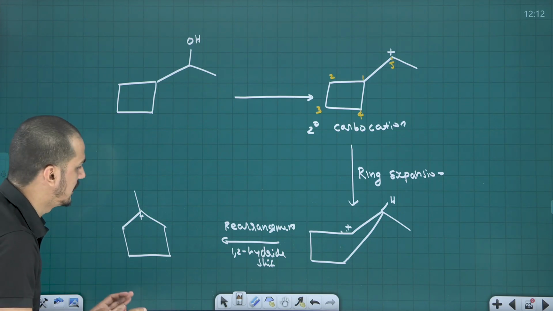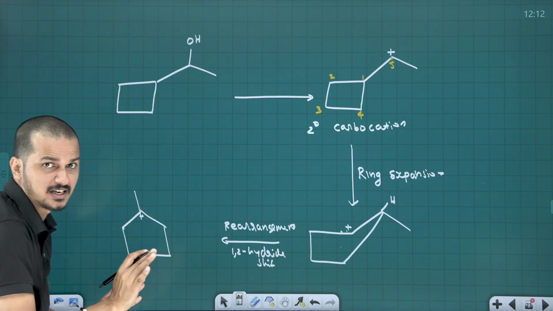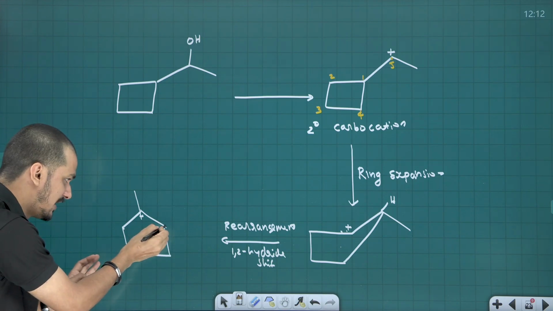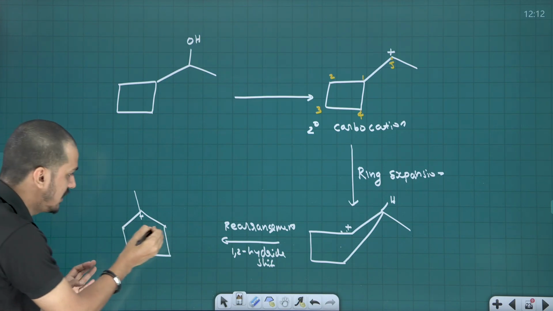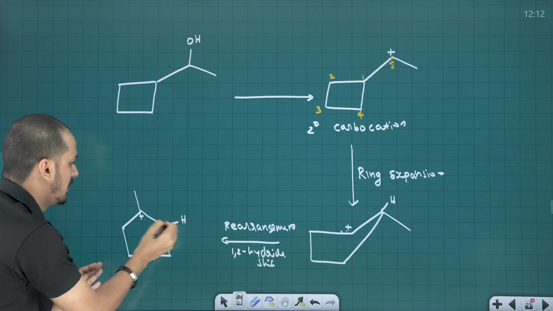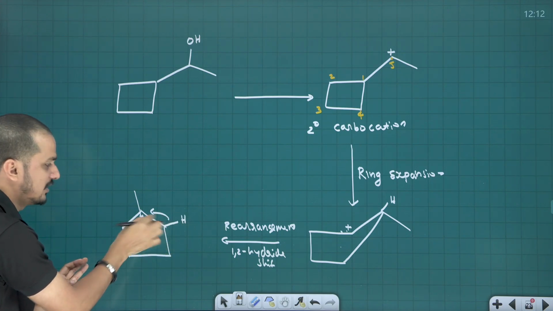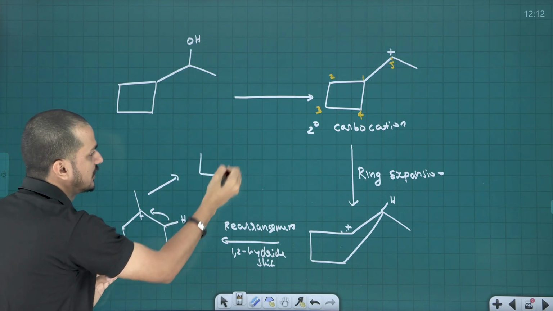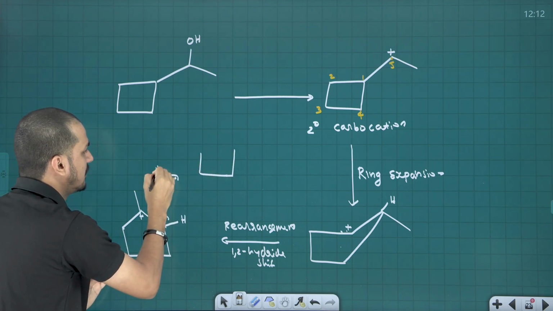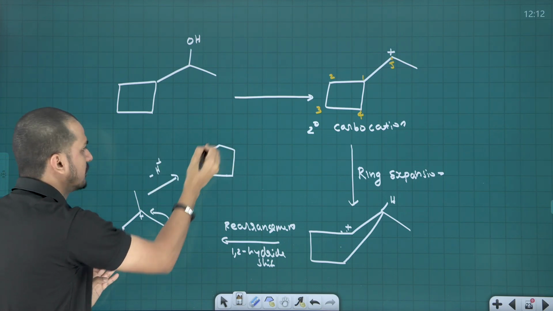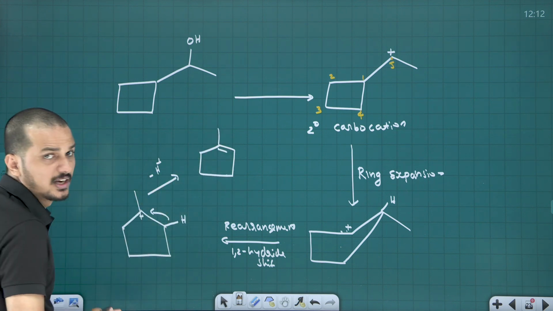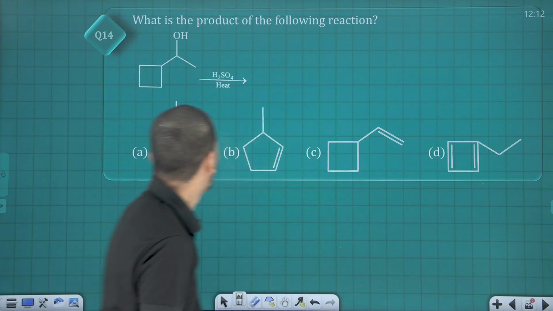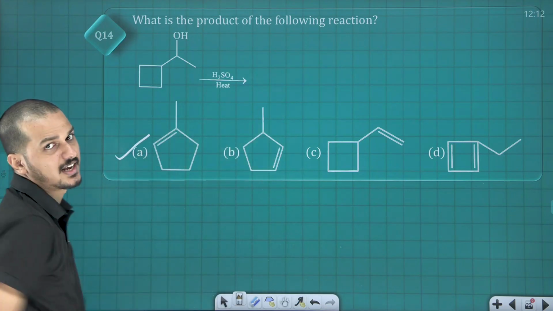Next step, hydrogen elimination. Hydrogen elimination will take place inside the ring, either from here or from here. From here, this hydrogen will be eliminated by giving its electrons to form a bond, so automatically a double bond will come here. I am drawing that here. This is the product. Once you look at the options, Option A is the correct answer.